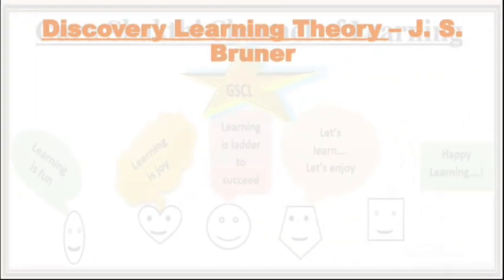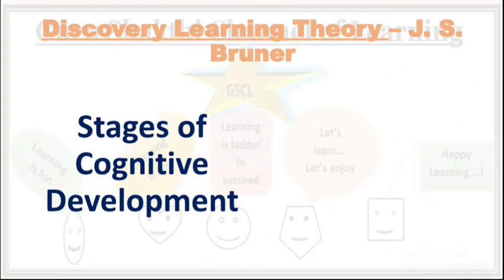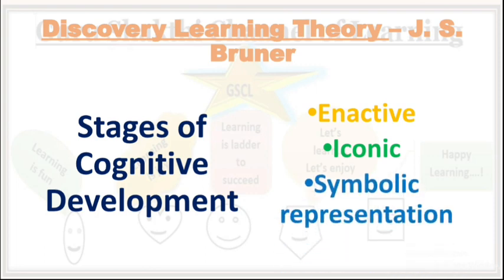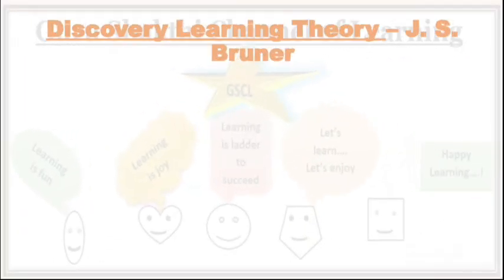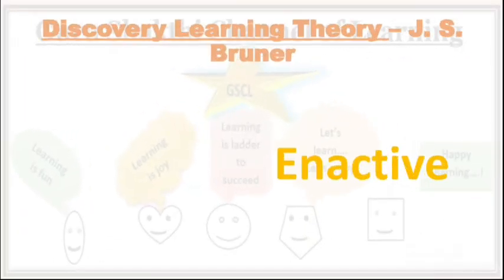Moving on to the stages of cognitive development as stated by S Bruner. There are three main stages: enactive stage, iconic stage, symbolic representation stage. Enactive stage.